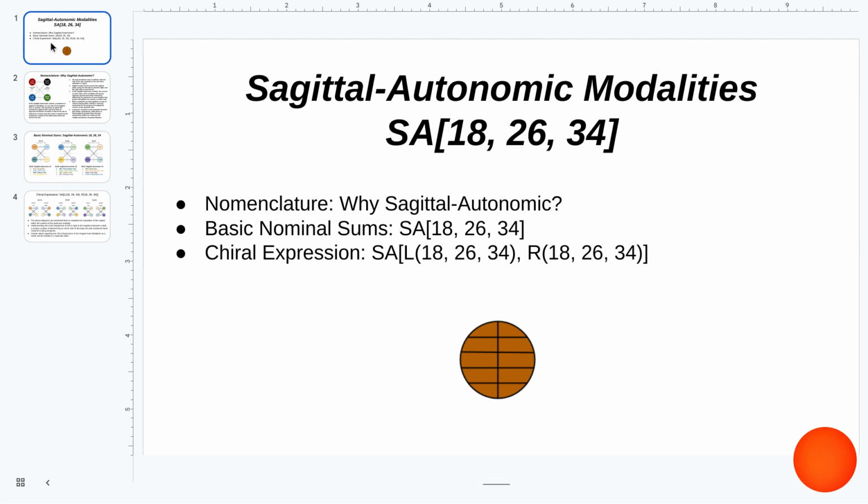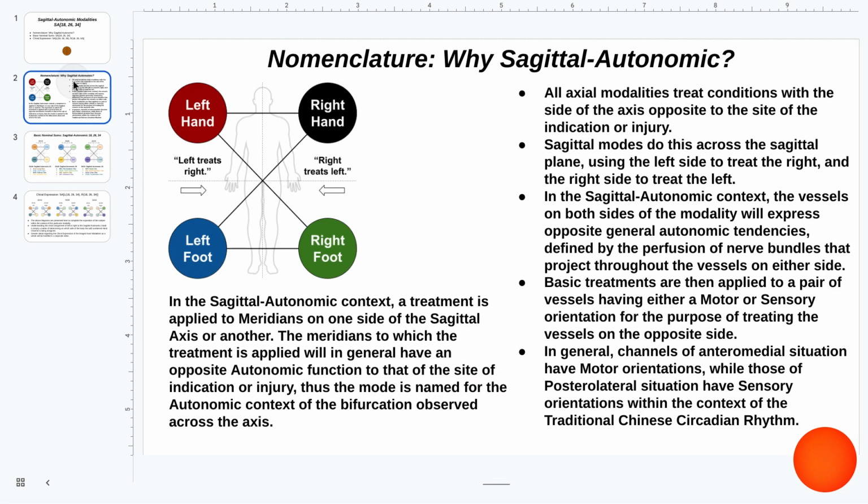Slide 1, Nomenclature. Why Sagittal-Autonomic? In keeping with the spirit of simplicity, there are 2 basic points to remember. First, sagittal modalities treat illnesses across the sagittal plane, such that left treats right and right treats left. Second, autonomic functions are of 2 general types, motor or sensory.